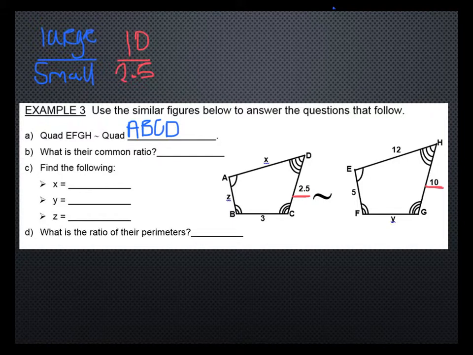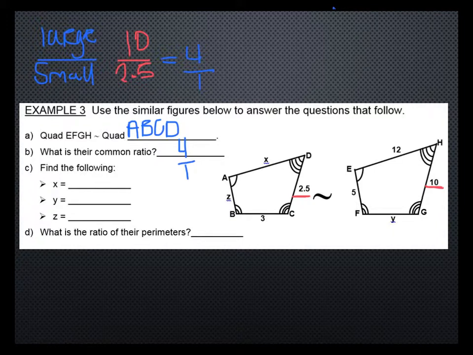When we have a fraction, we don't like it for there to be a decimal on the bottom. So what we can do is go ahead and simplify this fraction. 10 divided by 2.5. If you put that in your calculator, you'll get 4 over 1. So our common ratio is 4 to 1.